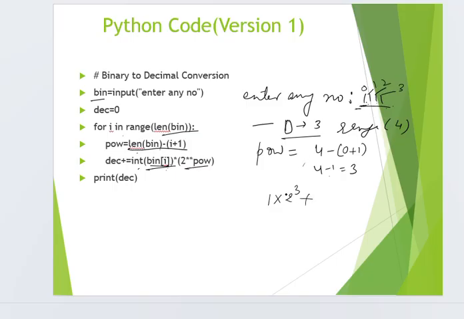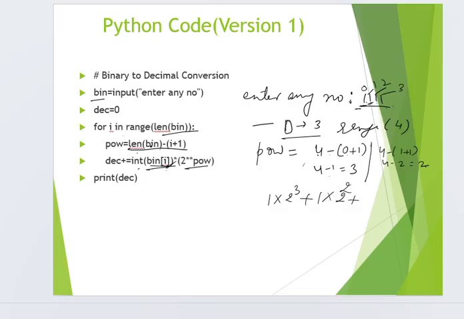Then plus. Now the value of I will be changed to 1. Now the value of POW will be 4 minus 1 plus 1. So for the next iteration, I am writing here, 4 minus 1 plus 1. So 4 minus 2 will be 2. And now it is going to take out the element at first index. So what is at the first index? 1. So 1 into 2 to the power 2, because we got power as 2, plus.